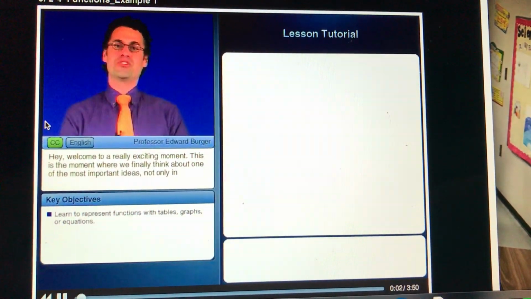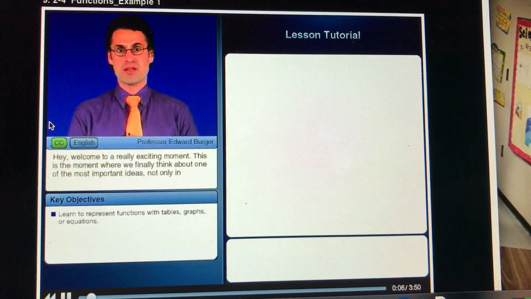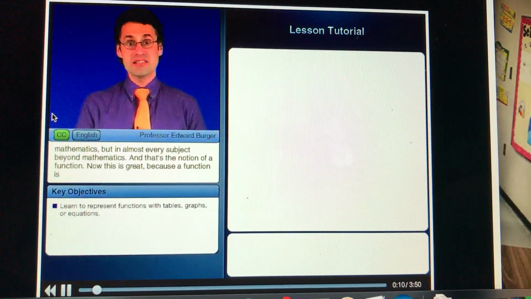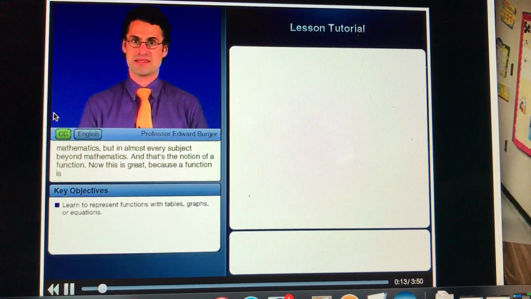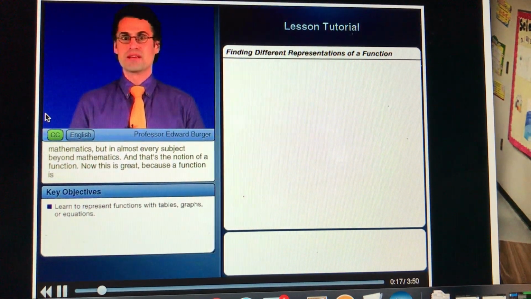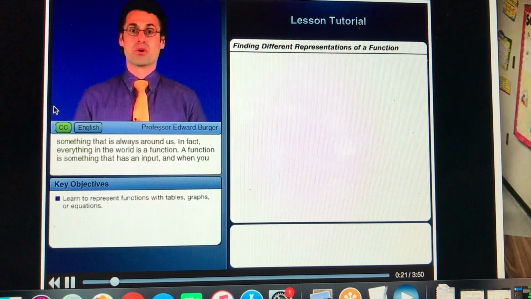Hey, well, welcome to a really exciting moment. This is the moment where we finally think about one of the most important ideas, not just in mathematics, but in almost every single subject, even beyond mathematics. And that's the notion of a function. Now, this is great, because in fact, a function is something that's always around us. In fact, really, everything in the world is a function.